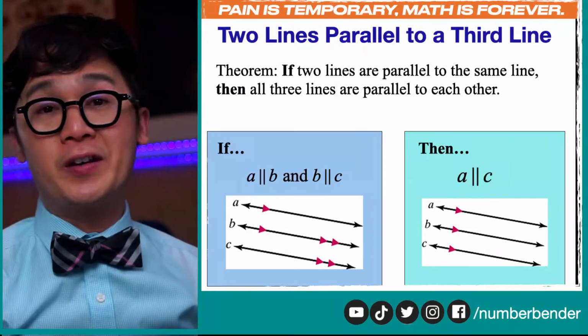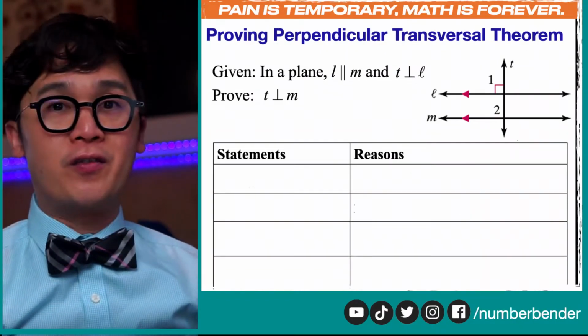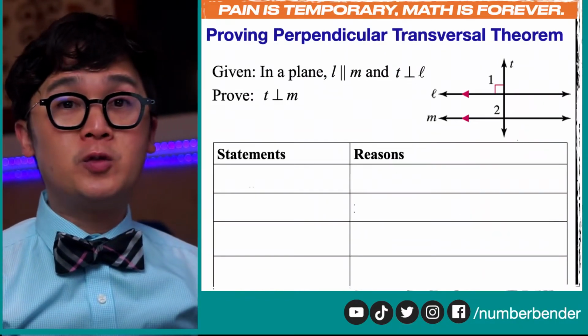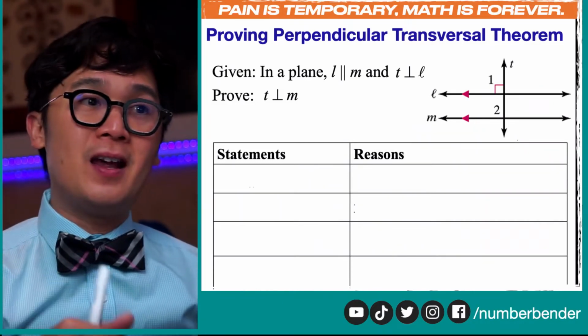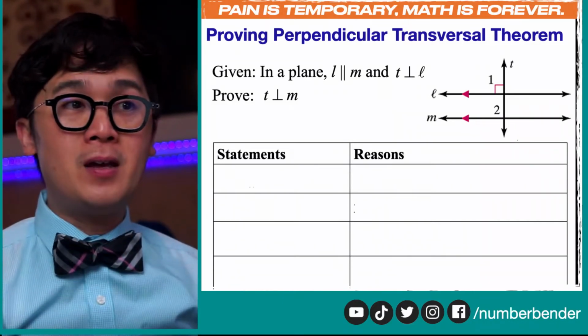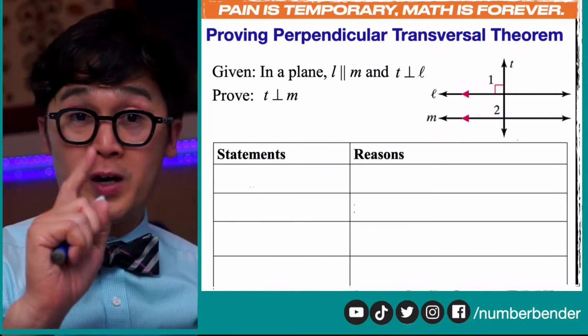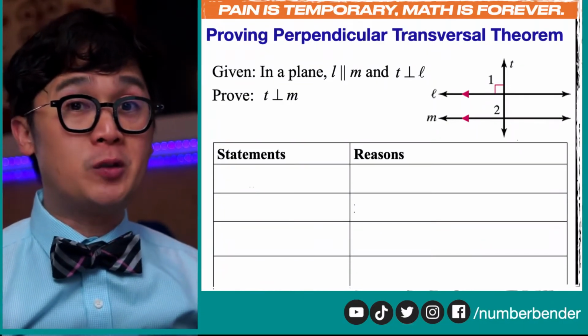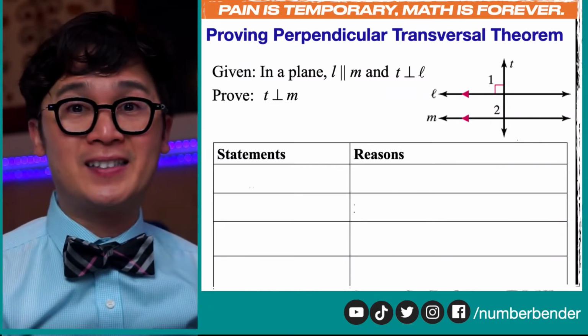Now that we have all these theorems, we can write our first two-column proof, proving that T is perpendicular to M, given that lines L and M are parallel. We have a transversal T, and just one of them, L, is given or known to be perpendicular to T.